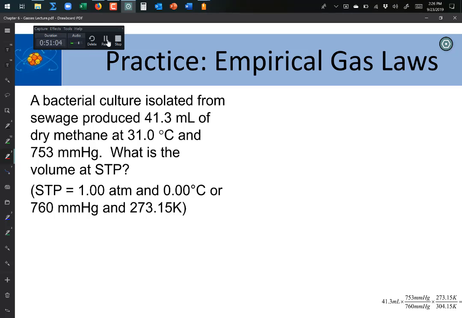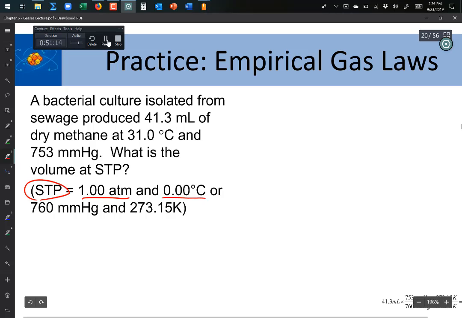So STP is a definition. It's one atmosphere and 0 degrees Celsius. STP stands for standard temperature and pressure. A lot of times we'll convert gas volumes to those conditions, so we have something we can compare.